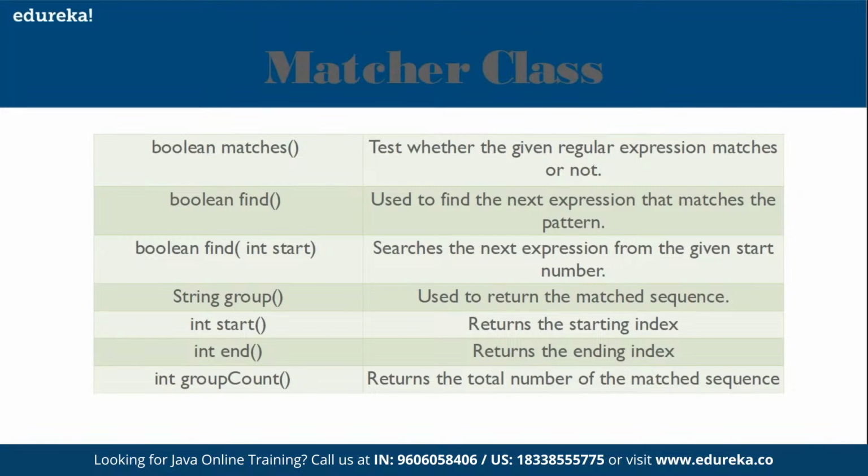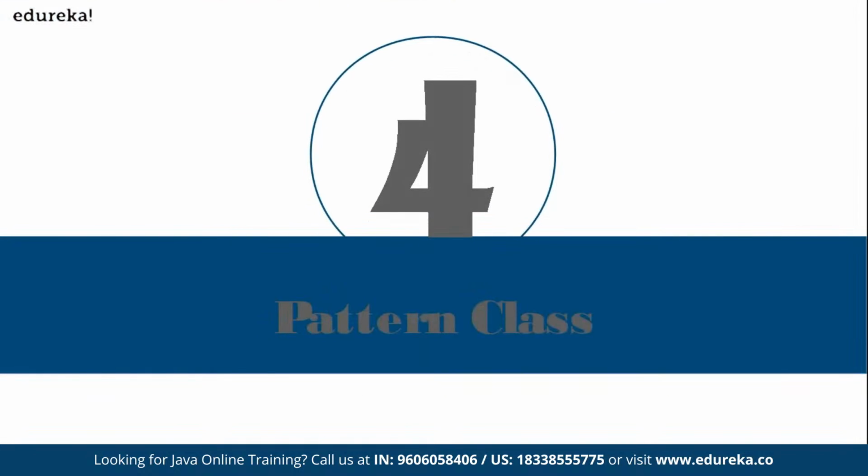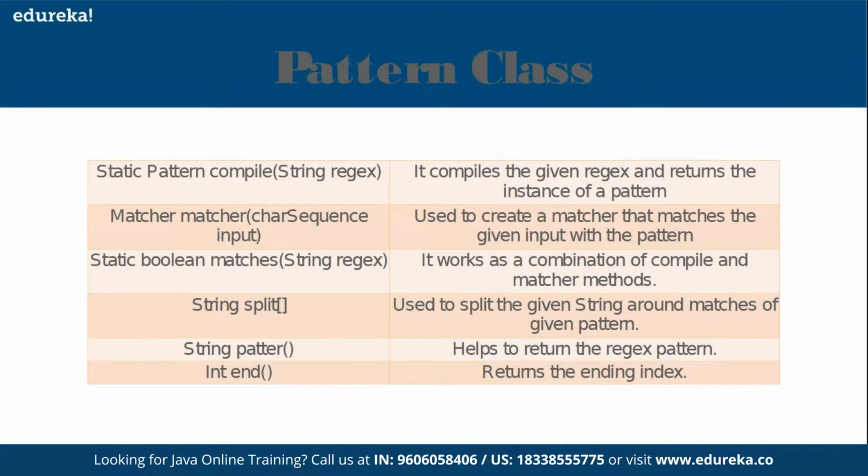Now we have something called the Pattern class. So what is this Pattern class all about? Pattern class is a compiled version of a regular expression which is used to define the pattern for the regular expression engine. So we have a method, static Pattern compile(String regex). It compiles the given regular expression and returns the instance of the pattern. And also we have matcher, which takes the character sequence as the input, used to create a matcher that matches the given input with the pattern.